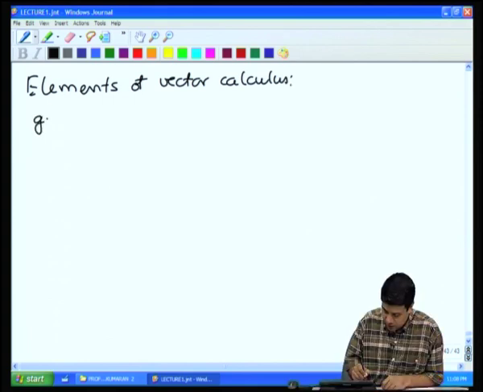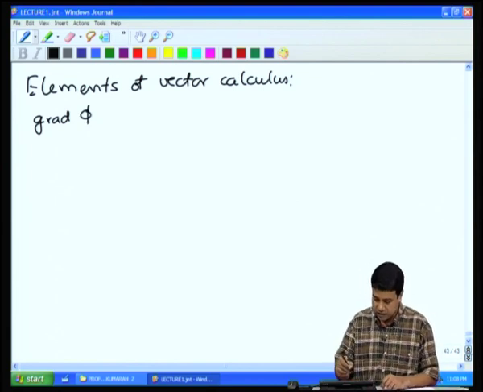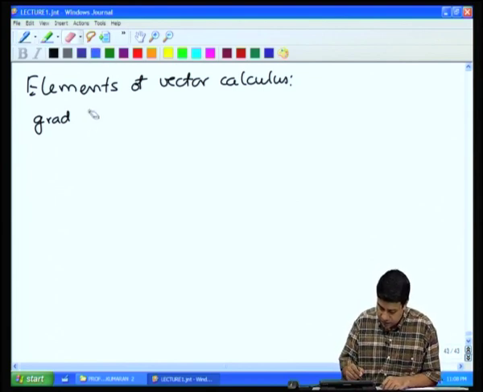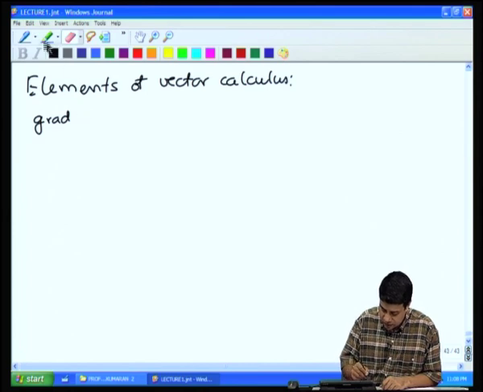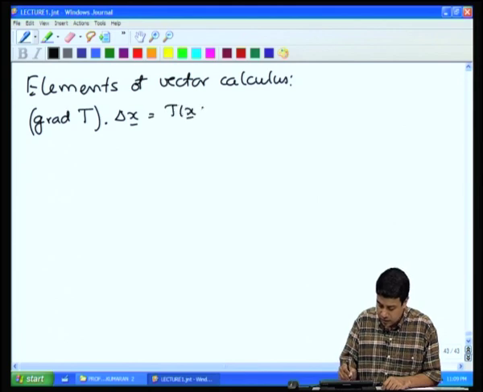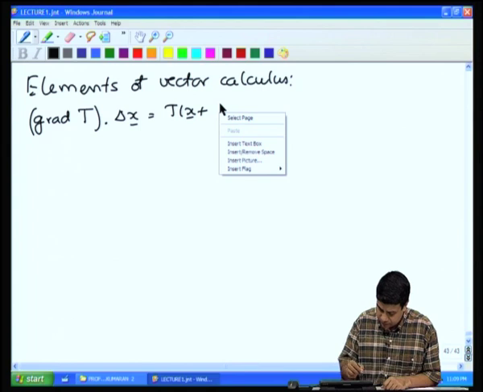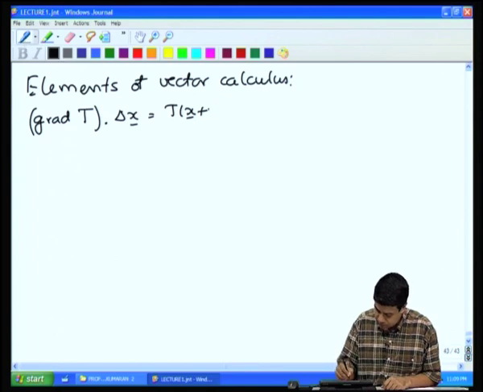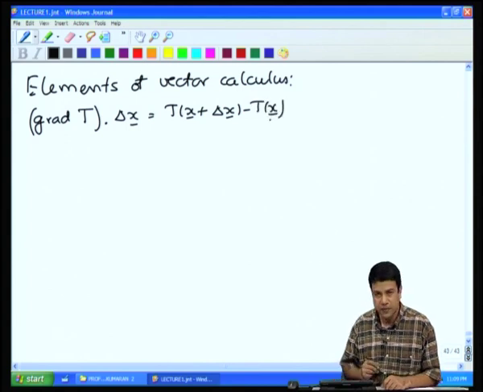A gradient of a scalar function phi. Let us just assume that this is a temperature field. The gradient of a temperature field is defined such that this thing dotted with delta x is equal to T at x plus delta x minus T at x.